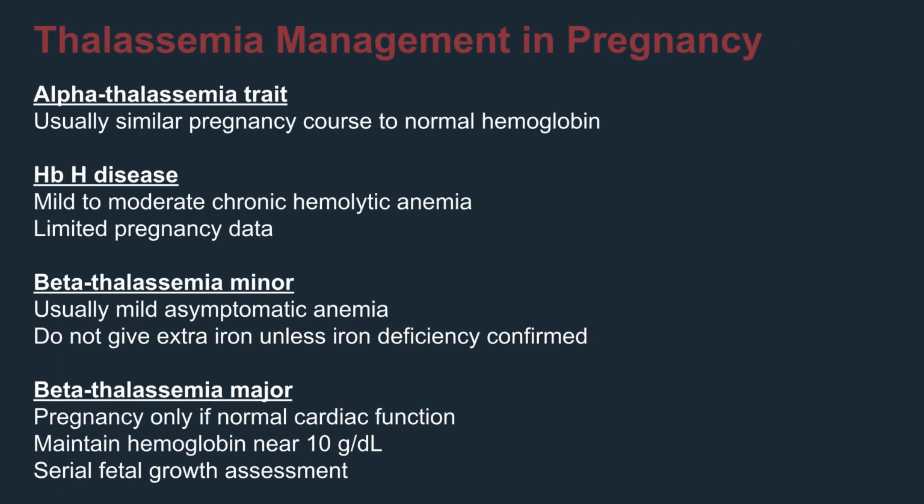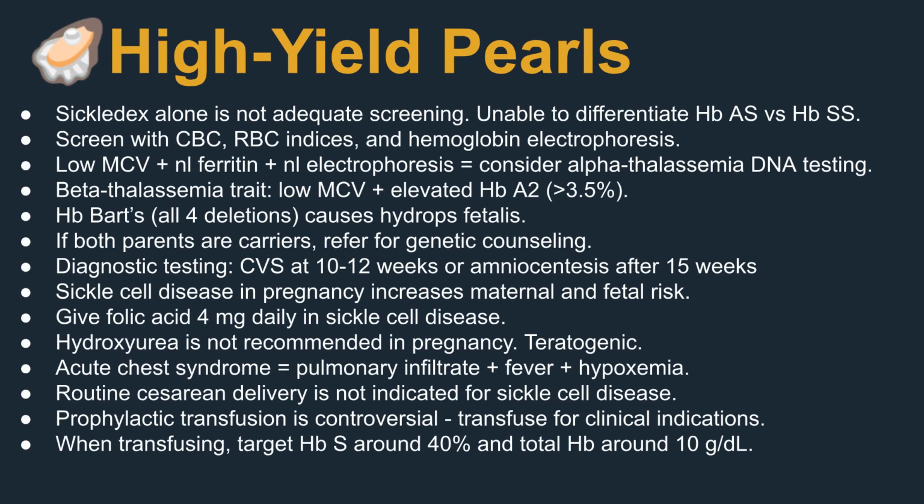For thalassemia, management depends on severity. Trait is usually mild. Avoid giving repeated iron for beta-thalassemia minor when iron deficiency has not been documented. Beta-thalassemia major is a different situation entirely. Pregnancy should only be considered with normal cardiac function and specialized care, with transfusion support to keep hemoglobin near 10. Here are the high-yield pearls from PB78.